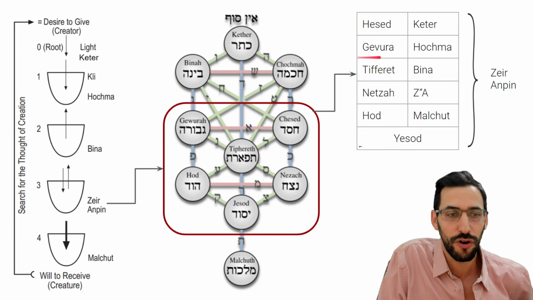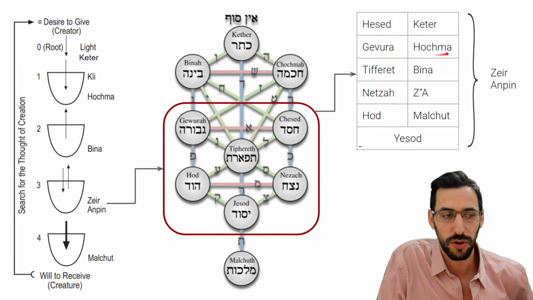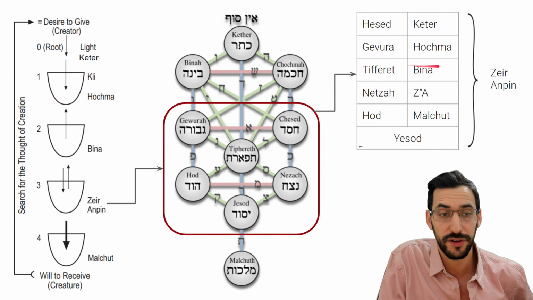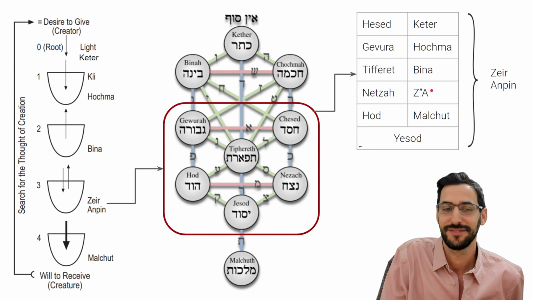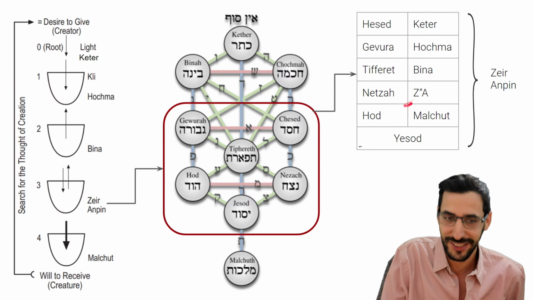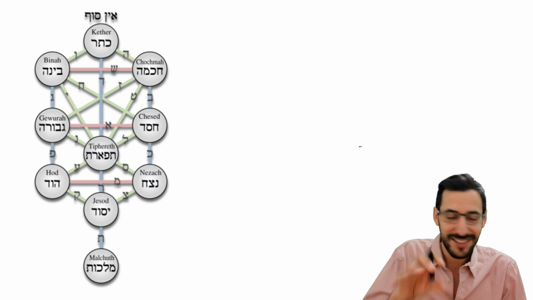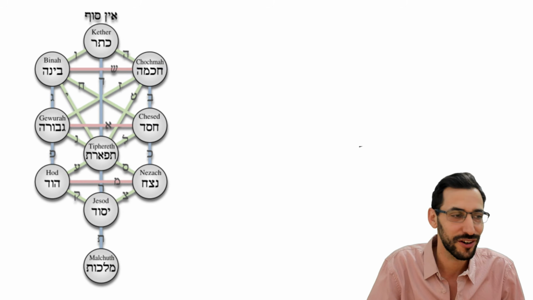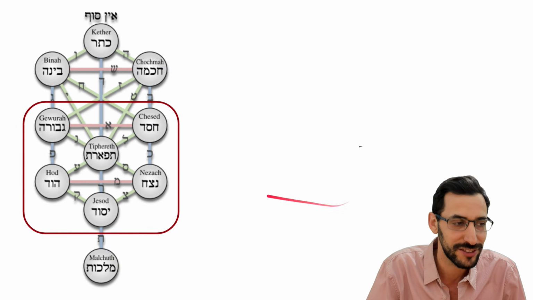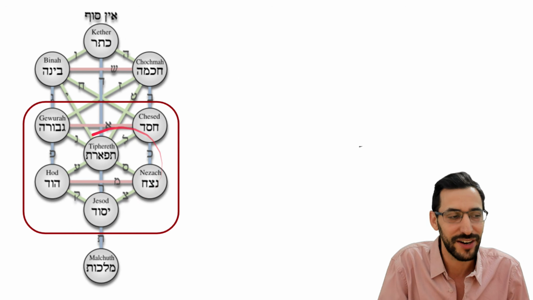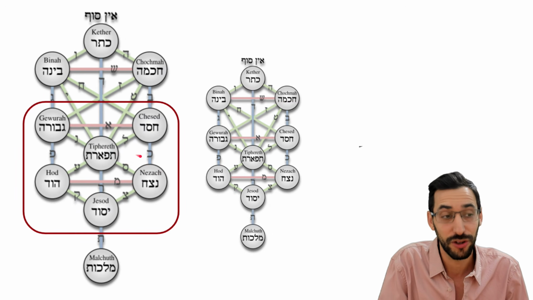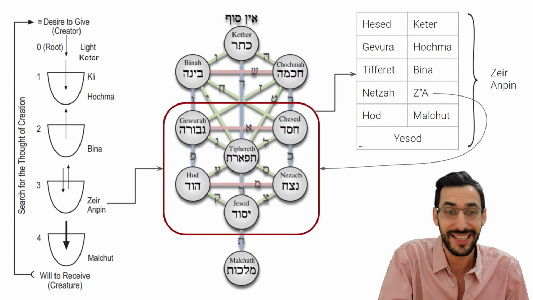Okay, so Gevura resembles Hochma. So Gevura is here. It resembles Hochma in the main structure, Tiferet, Bina. And Netzach, again, Zeir Anpin. So Netzach includes 6 Sefirot in it, and Hod, Malchut, and Yesod. So what's going on here? So we can start seeing this fractal, self-similar behavior of the Sefirot, right? So this Zeir Anpin, you could say, includes the entire structure of the 10 Sefirot in it, right?